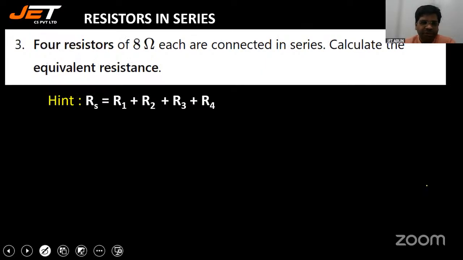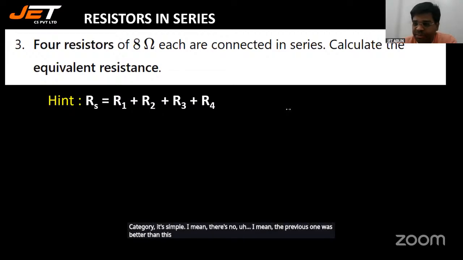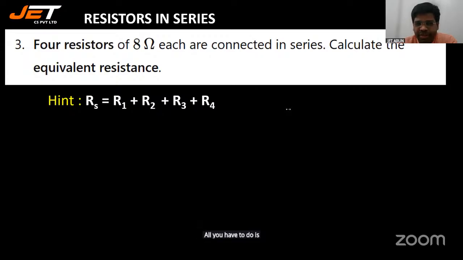Look at this one. 4 resistors are connected in series. Calculate the equivalent resistance. This is simple. The previous one was better than this. We haven't used anything else here. All you have to do is add and give the answer. 4 resistors, so 8 plus 8 plus 8 plus 8, they're connected in series.